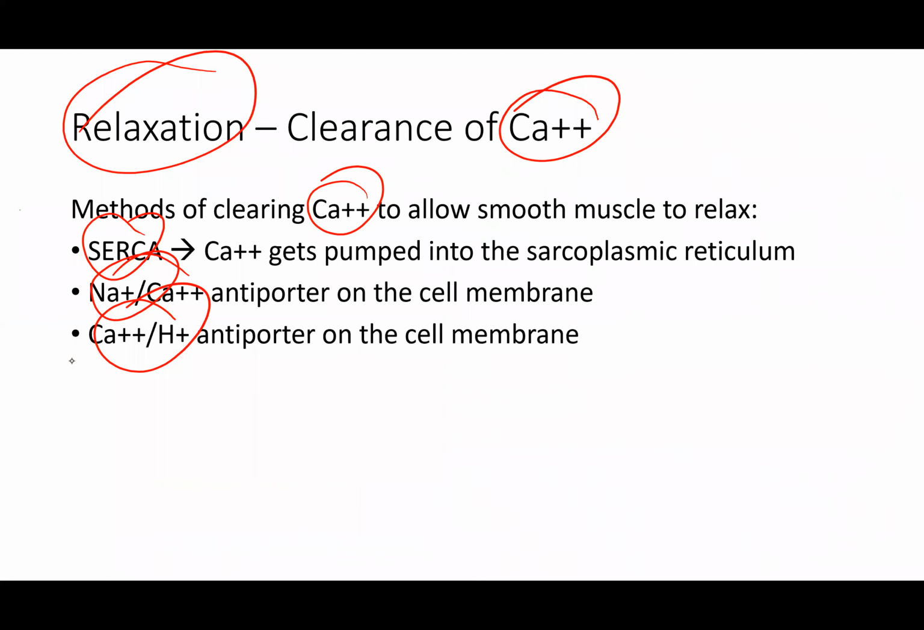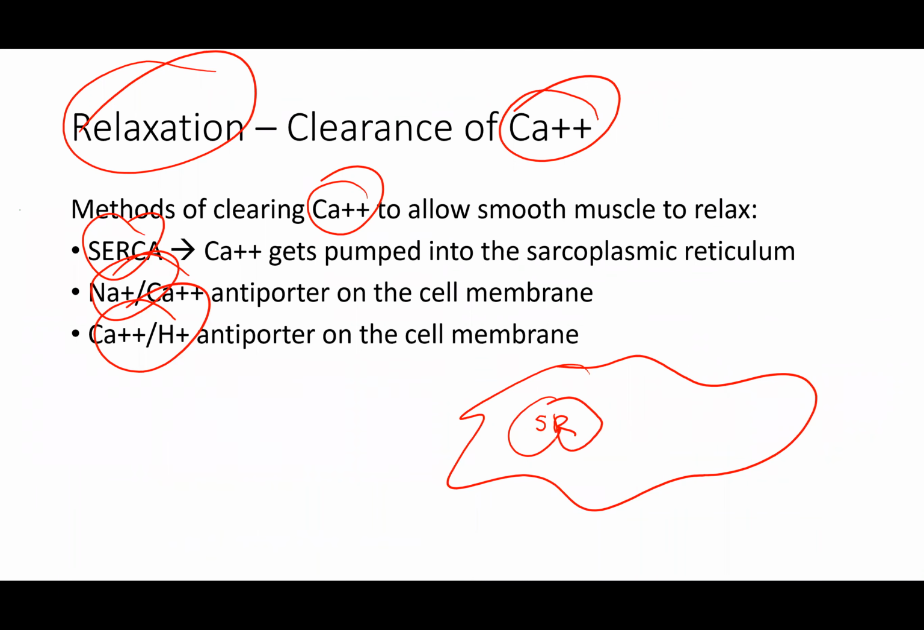Okay, so what happens is you have a cell over here. This is a smooth muscle cell. For example, this is the sarcoplasmic reticulum, SR. There's a specific channel on here known as SERCA, and this exchanges H+ for calcium. So H+ leaves the membrane, and calcium enters. So it's getting cleared from the cytoplasm. Calcium would be over here and will go in there. This is the first channel, so it gets pumped into the sarcoplasmic reticulum.